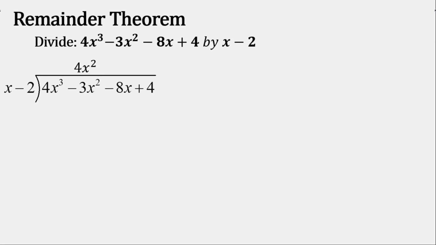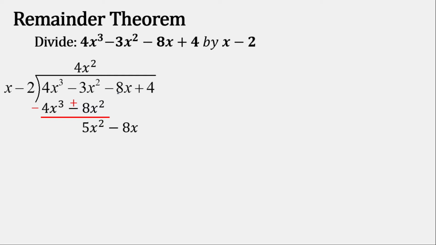Now let's multiply 4x squared by x minus 2. 4x squared times x minus 2 gives us 4x cubed minus 8x squared. Now let's subtract this, or just change the sign of the subtrahend and combine them. So we have 0 for 4x cubed minus 4x cubed, and we have positive 5x squared for this one. Now let's bring down negative 8x. So we have this. Now let's go back to our first step.